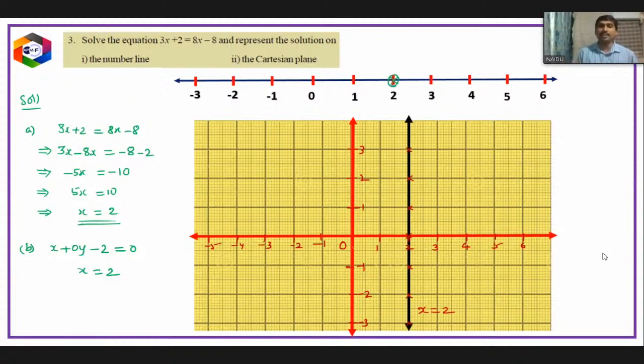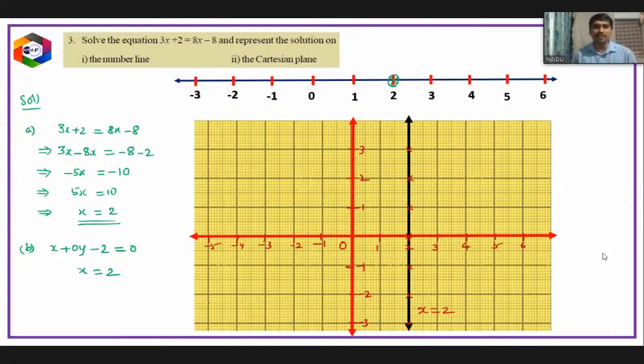So this will be a straight line. I think it is clear, children, everyone. So this is on the number line and this is on the Cartesian plane. So with this, the graphs are completed. We have 2 or 3 questions left. I think, children, it is now your turn.